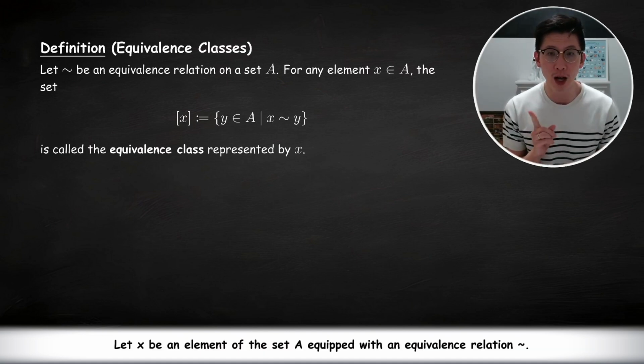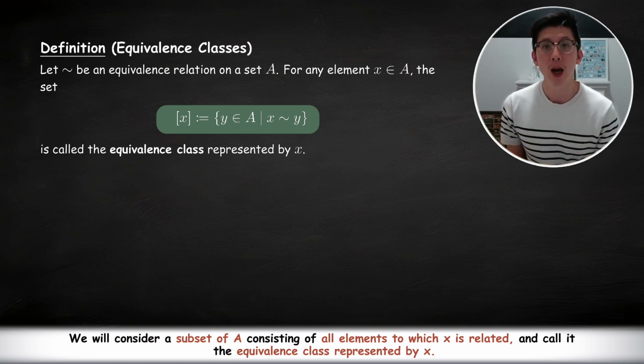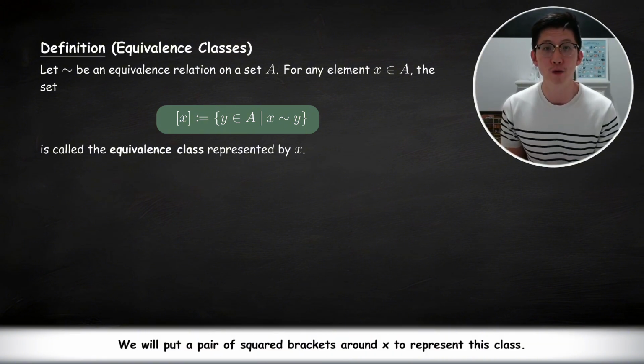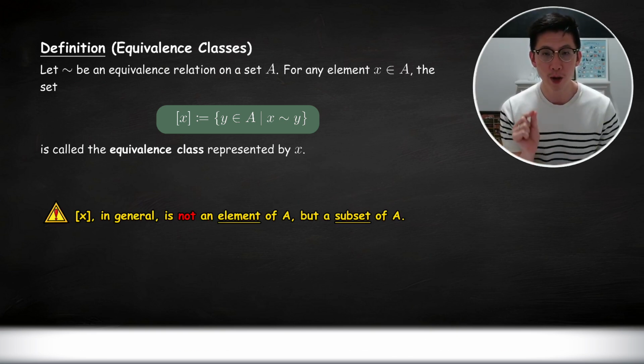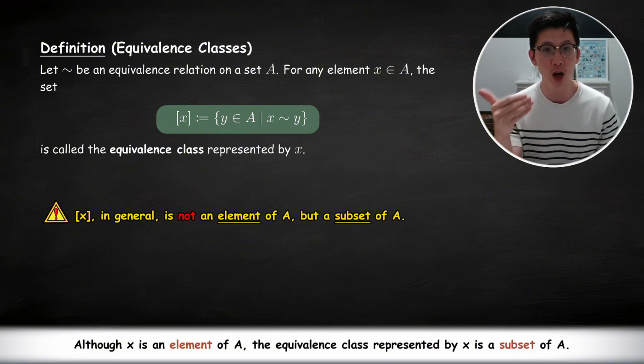Let x be an element of the set A equipped with an equivalence relation tilde. We will consider a subset of A consisting of all elements to which x is related, and call it the equivalence class represented by x. We will put a pair of square brackets around x to represent this class. Be careful. Although x is an element of A, the equivalence class represented by x is a subset of A.